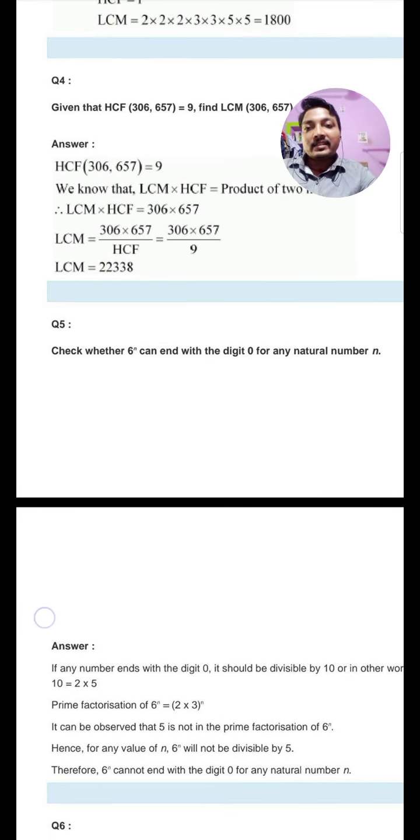LCM equals the product of the two numbers, that is 306 into 657 divided by HCF, which is 306 into 657 divided by 9. That implies LCM is equal to 22,338. So this type of question will come in many cases, that LCM and HCF are given and it may be asked to find out the product of the two numbers. Also the LCM and the product of the two numbers may be given, and whenever it is asked to find out the HCF, you have to use the same formula.